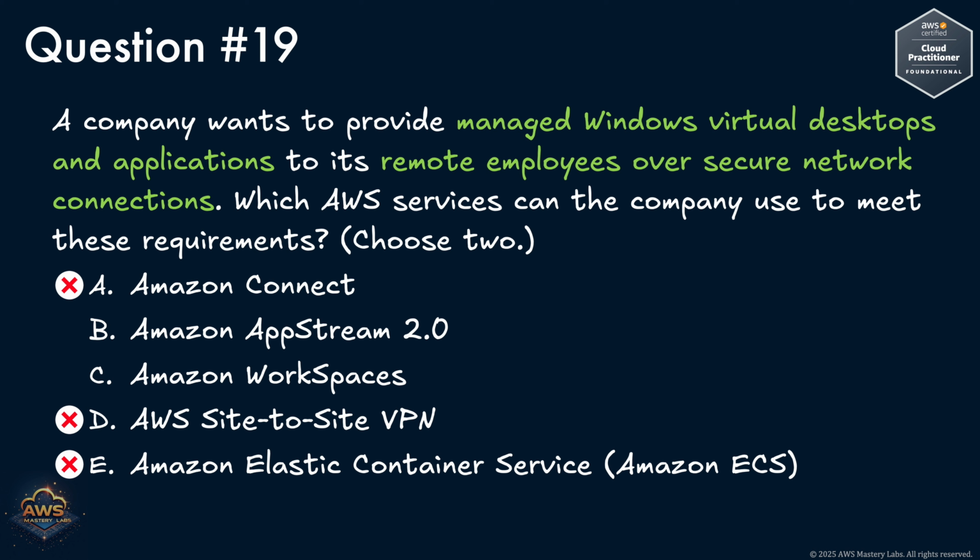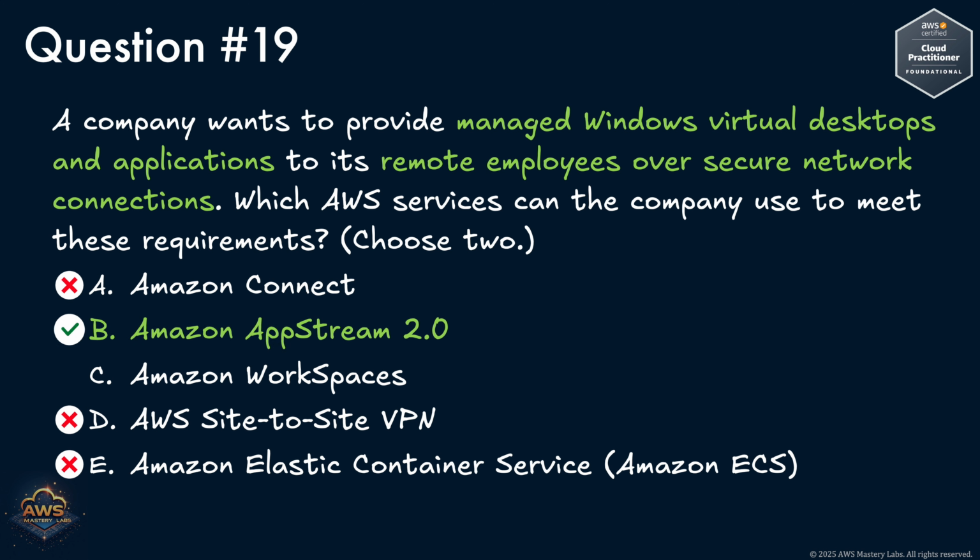Option E, Amazon Elastic Container Service, Amazon ECS. Amazon ECS is a container orchestration service used to run Docker containers at scale. While ECS is great for deploying microservices or back-end systems, it's not suitable for delivering Windows desktops or GUI-based applications to end users. Incorrect, because ECS is meant for containerized app hosting, not end-user desktops or app streaming.